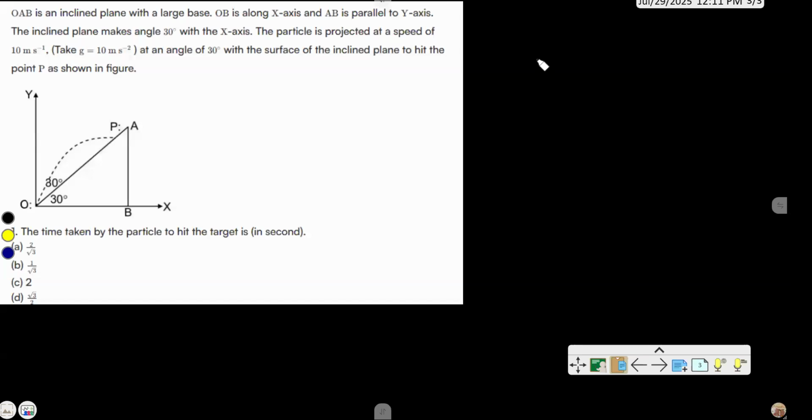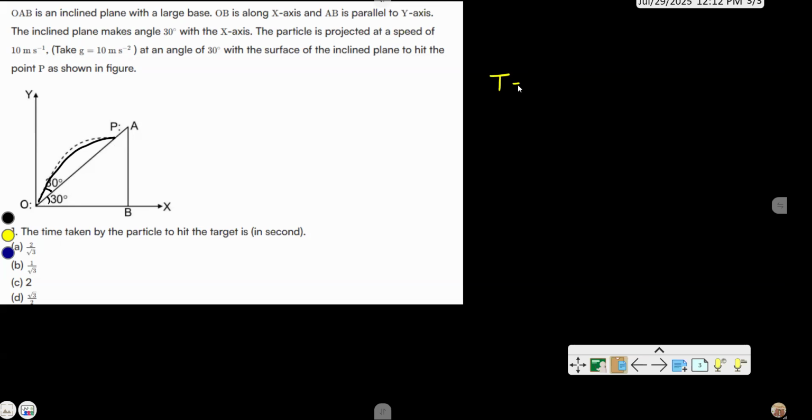Let us do this small question so that it will give you confidence on this. It says there is an inclined plane with a large base OB along the x-axis and the body is being thrown from O towards P. Okay. So this angle is theta. It is given how much time has been taken.